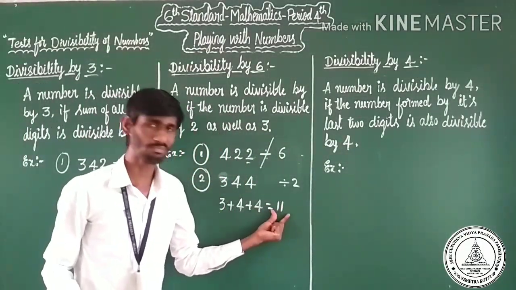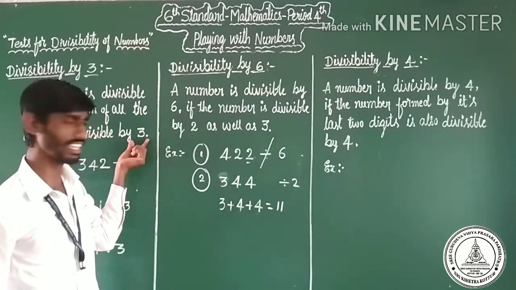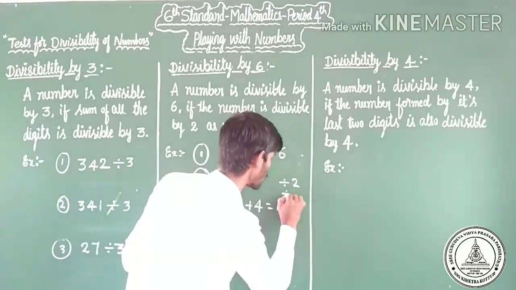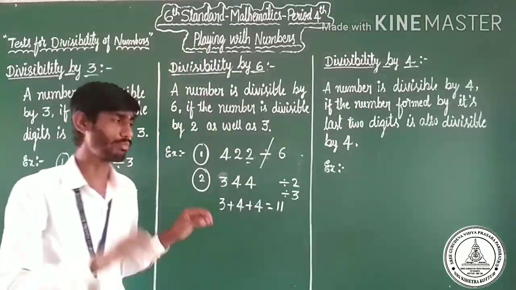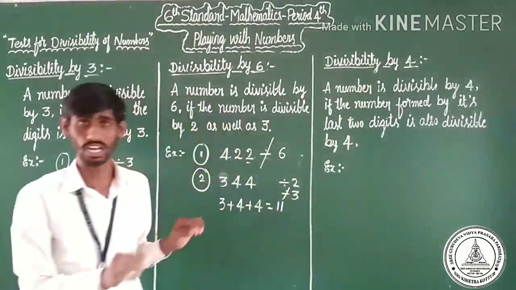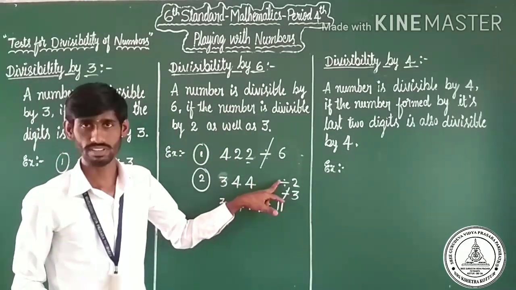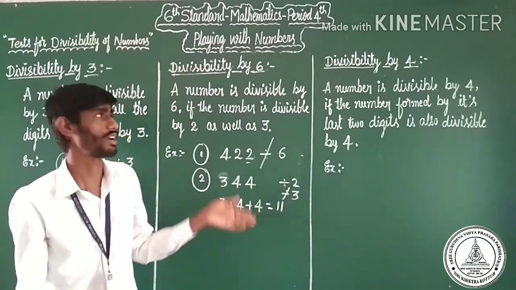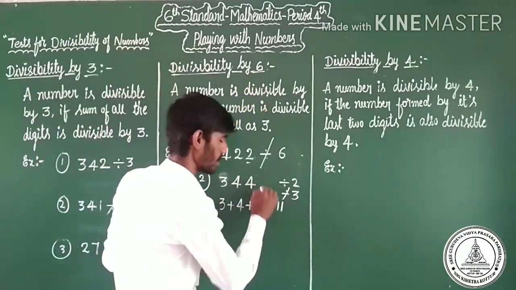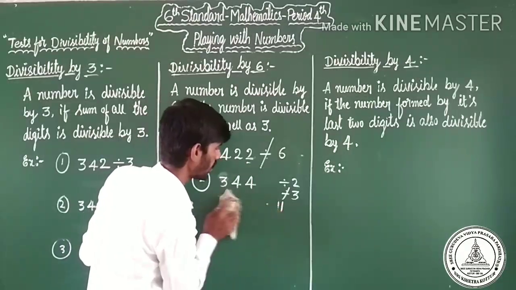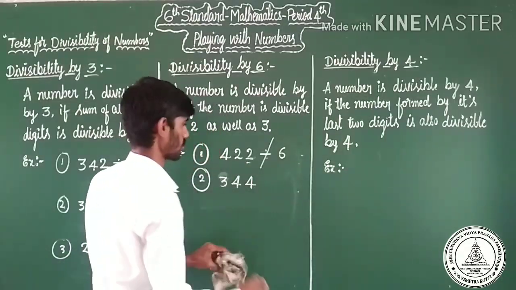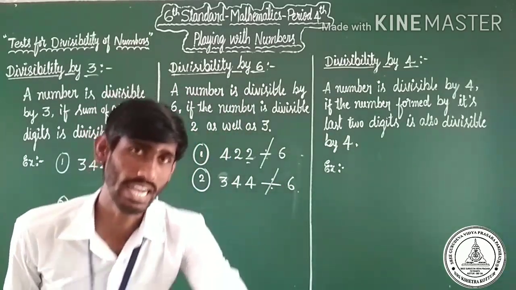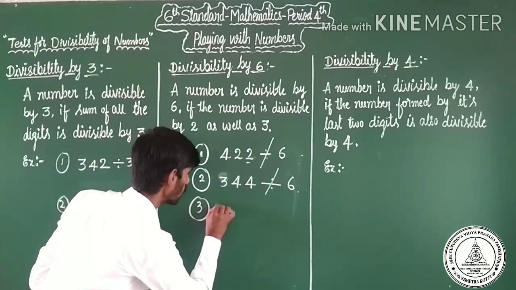Is 11 a multiple of 3? Of course it is not. So it does not pass the divisibility by 3. You may conclude yourself, it does not pass the 2 steps. That's why the whole given number does not pass the divisibility by 6. I hope you have understood divisibility by 6. Let us check out one more example.